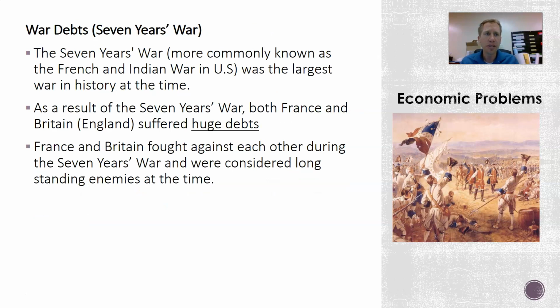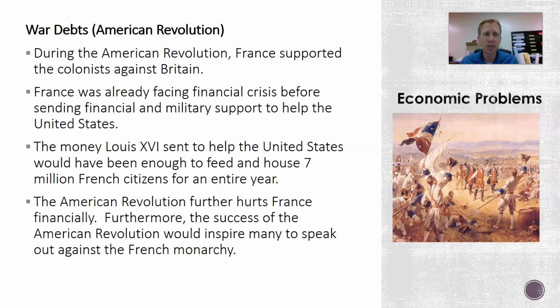So war debts. We have the 7 Years' War, which some people call the First World War. It's the largest war in the history of the world at this time. Almost every major European power was involved, the Americas and Africa, and pretty much every major part of the globe was impacted some way. Now, two of the most powerful countries in the 7 Years' War were France and Britain, which is England, and they're going to suffer huge debts because of this, and they're going to fight each other. They've been fighting since the 100 Years' War, basically. They're considered longstanding enemies, and then they're going to fight again during the American Revolution.